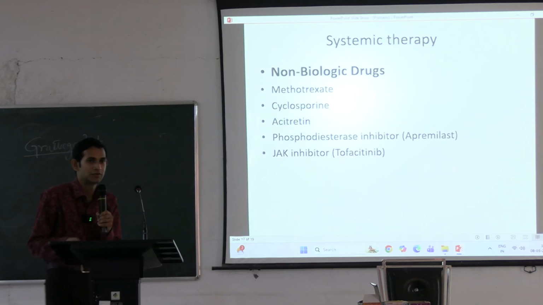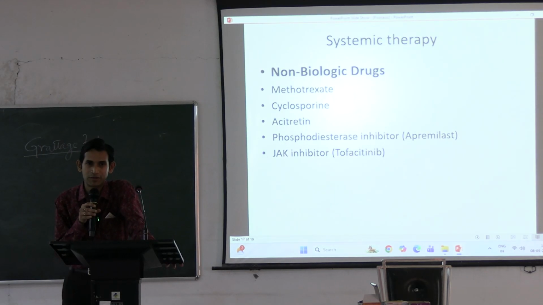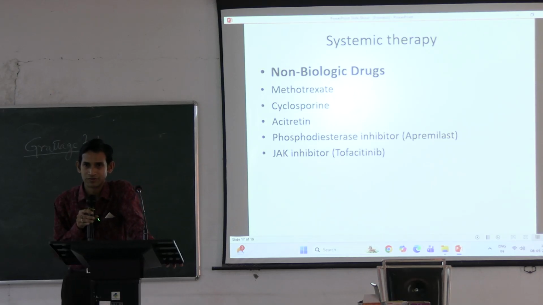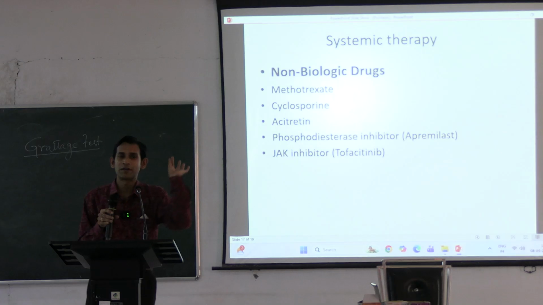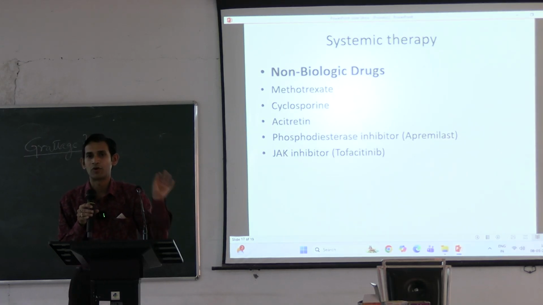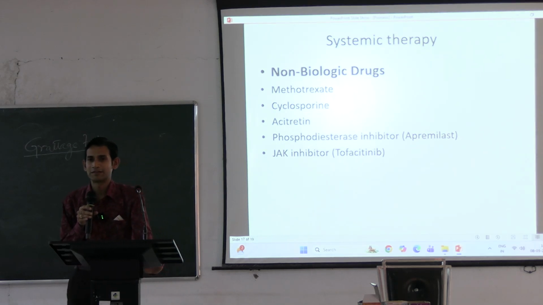Now coming to the systemic therapy. What are the indications for systemic therapy? When the lesions are extensive, that means when it is affecting more than 10% of the body surface area, pustular psoriasis, psoriatic arthritis, erythrodermic psoriasis, and palmoplantar psoriasis not responding to conservative topical therapy or conservative management. In that case, systemic medications are given.